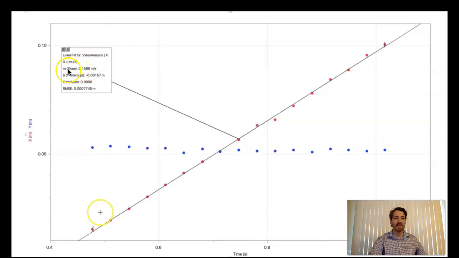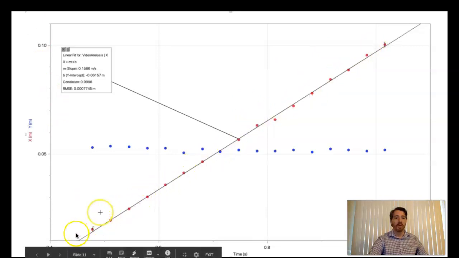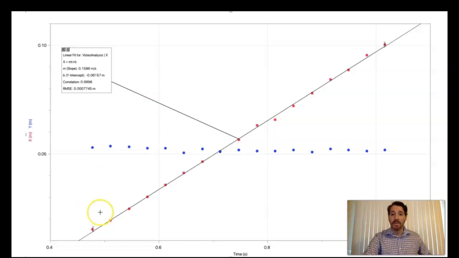And this actually gives me that the slope is 0.1586 meters per second. That means there's units in my slope, which is not something that ever happened to me in math class. We want to give a little bit of thought to what that means, that there's units in my slope. But there are definitely units in my slope here. And my intercept also has units. My intercept is negative 0.06157 meters. What that means is this graph would hit the vertical axis at a value of negative 0.06157 meters, meaning it's actually off screen at 0 seconds.